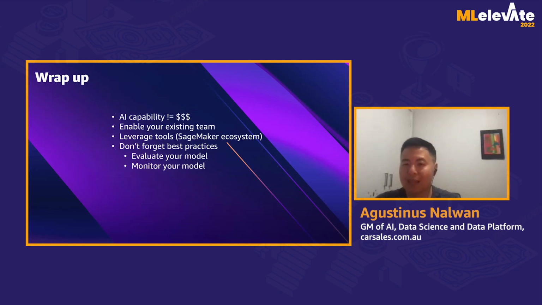Sometimes it's very easy to fall into a trap. We use SageMaker, build an algorithm, train the model, SageMaker says accuracy is 95%, that's good enough, deploy. Don't fall into that trap. You have to understand how to actually evaluate your model.